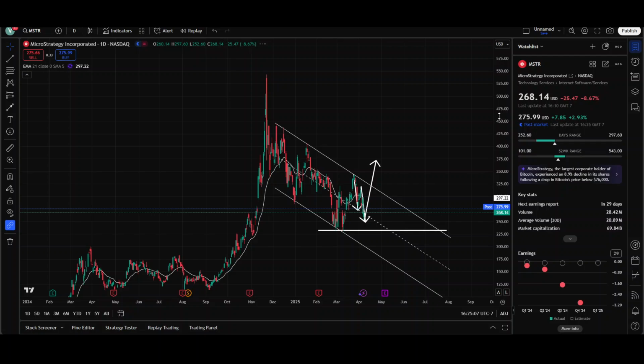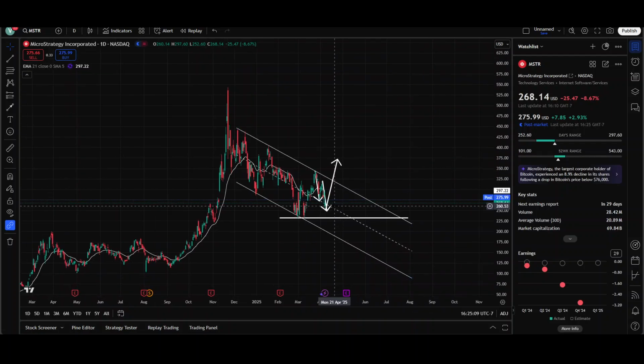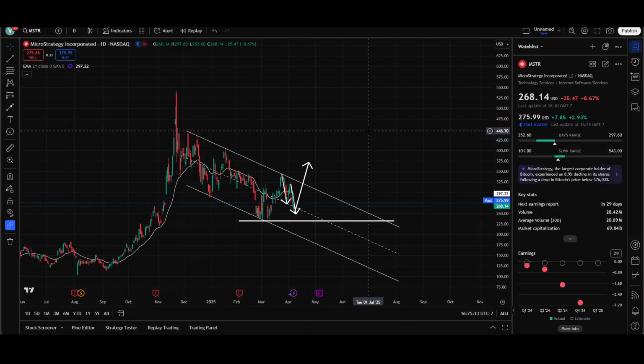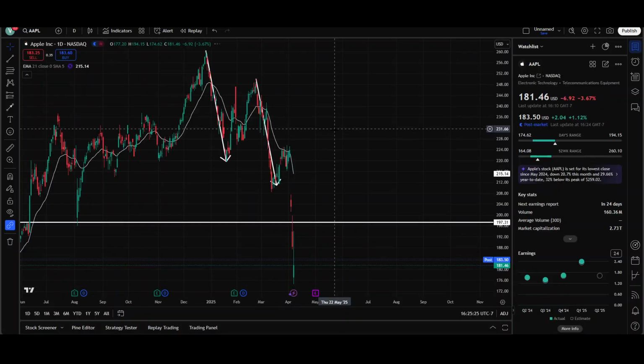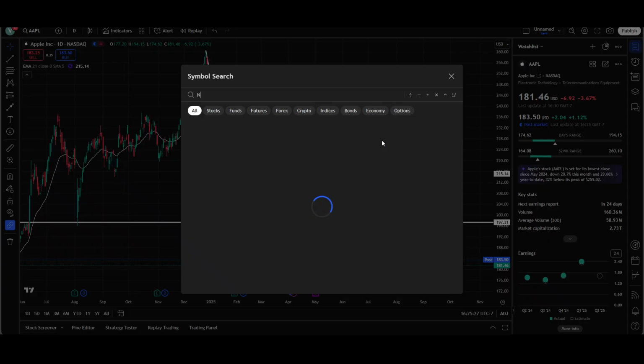So I don't expect these stocks to crash. MicroStrategy obviously red. Like, what other stock was not red? Today there was only a select handful that was not red. Most stocks were red today, even Apple. So I think Apple was red. Let me just double check. Yeah, it was red. Nvidia was slightly up though.